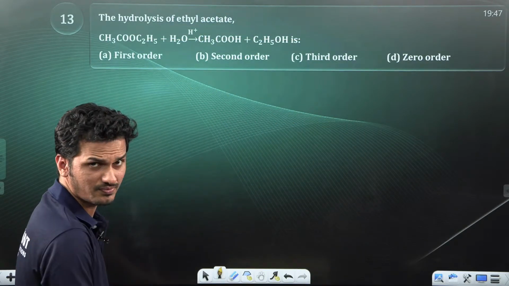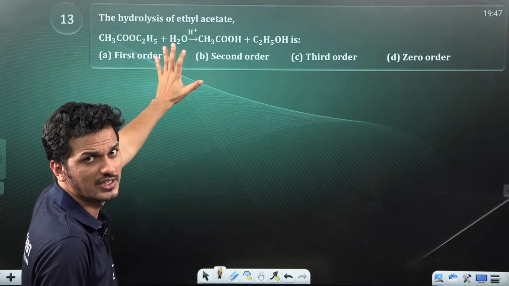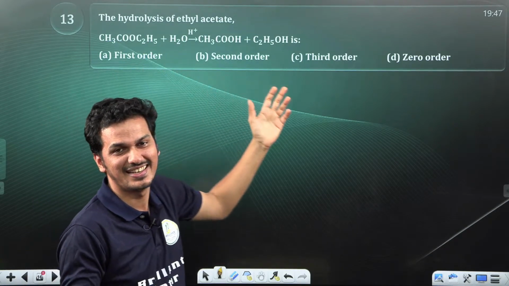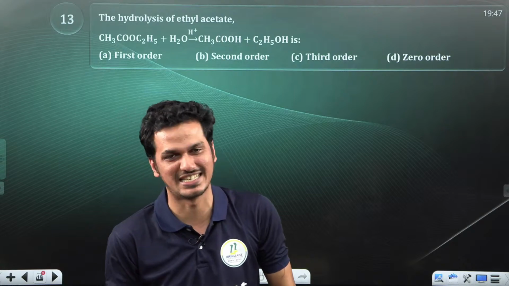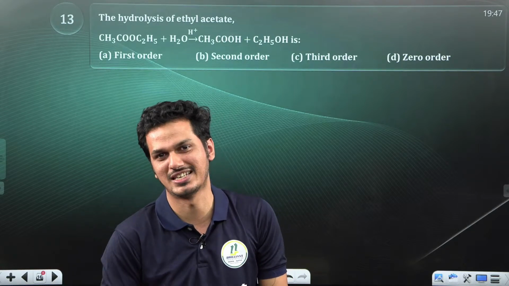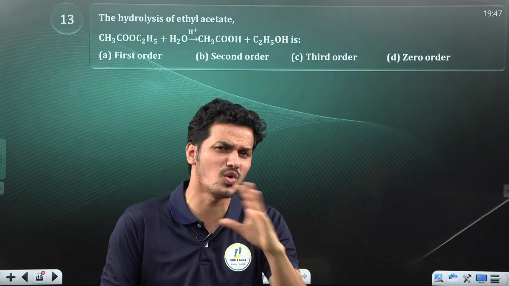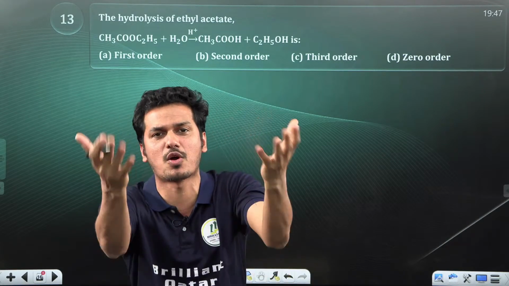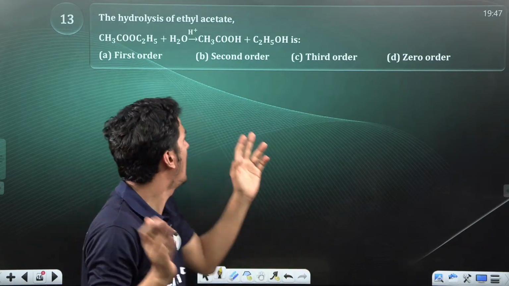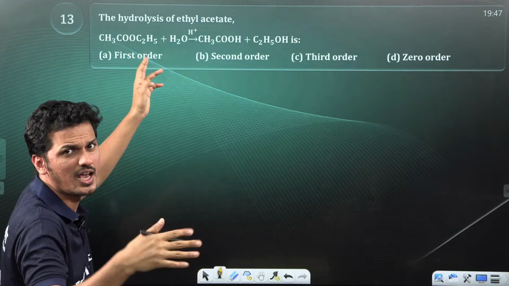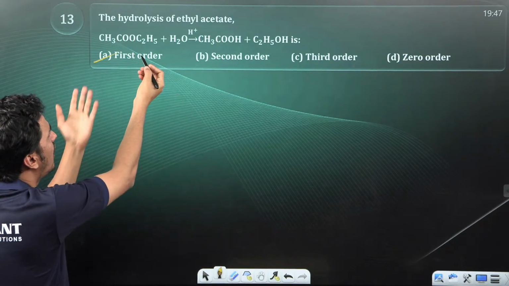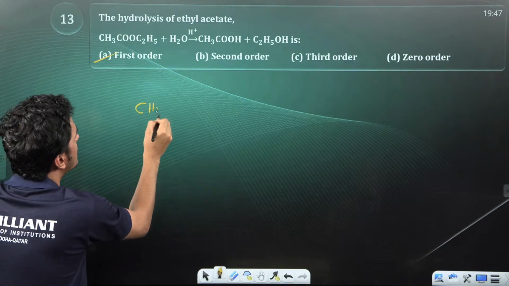13th question. The hydrolysis of ethyl acetate, the ester hydrolysis or inversion of cane sugar, all of these we are considering as pseudo first order. Once we see them, we will think they are higher order, but actually they follow first order. How it is to be first order, I will explain. The answer is A.